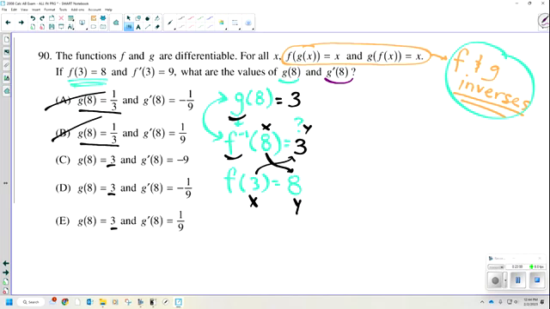In order to find the derivative of an inverse, and remember, isn't g the inverse of f? Okay, in order to find that, they want the derivative of the inverse. All right, I need to find 1 over the derivative of the inverse of x.